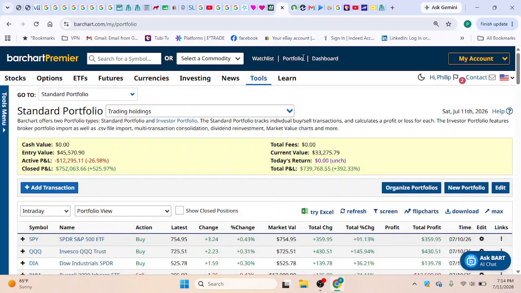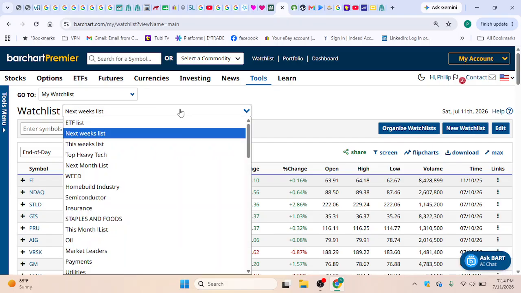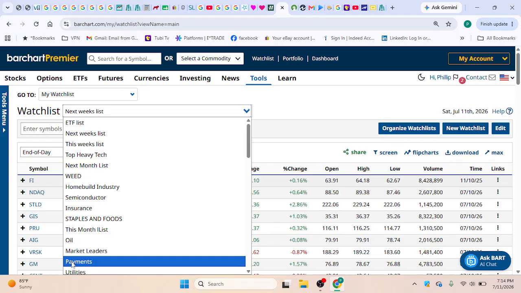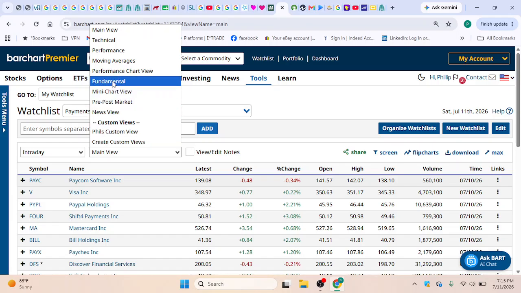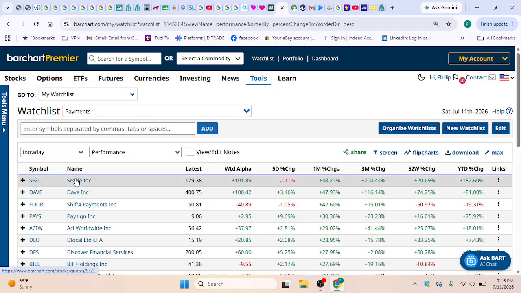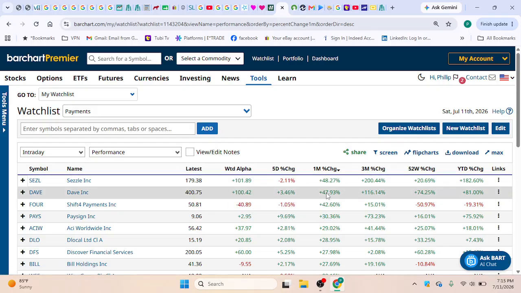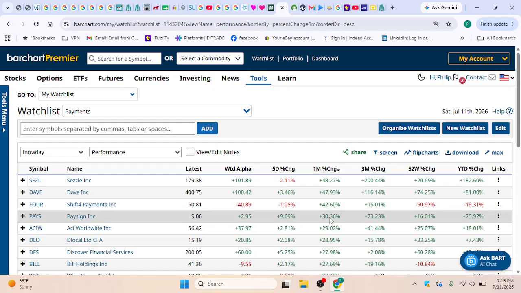So let's look at an area of the market that I found. In general, the companies within what I call the payments industry are starting to move up, and we can see this pretty clearly not only through fundamental view, but performance. Okay, let's just look at a 1 month change, and you see Sezzle, which I mentioned earlier in the video, up 48% a month. Dave, up 47% a month. Shift for Payments, symbol 4, up 42%, and Paysign up 30%.